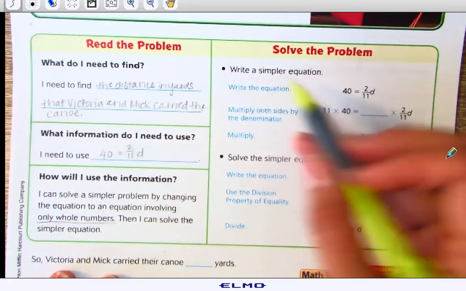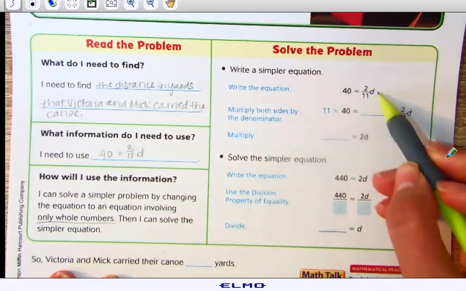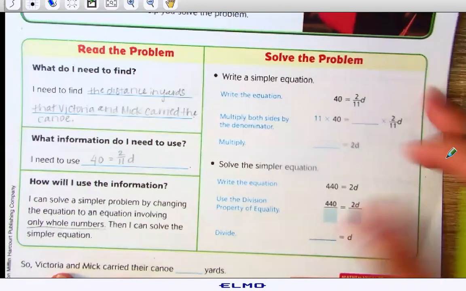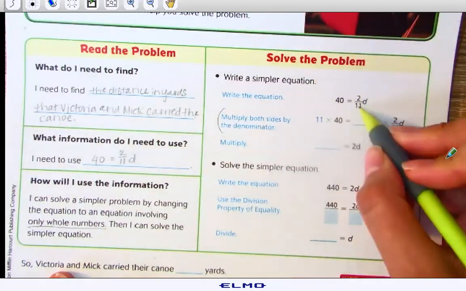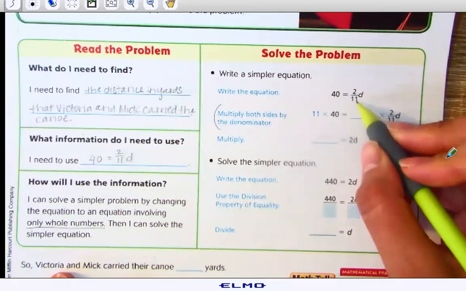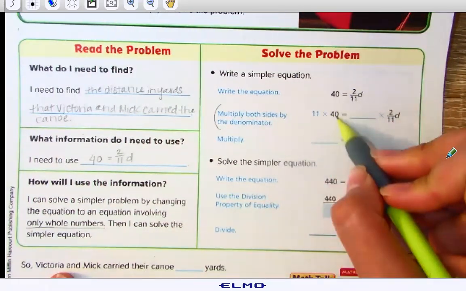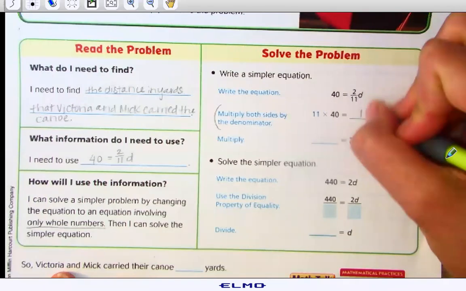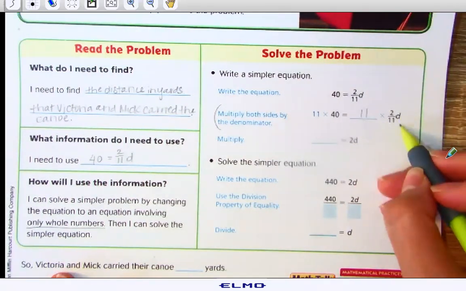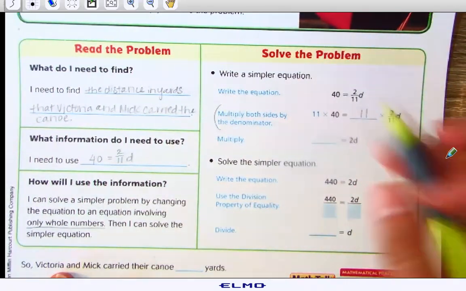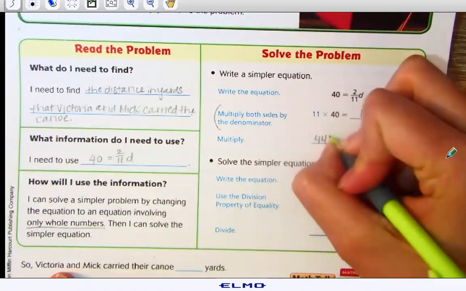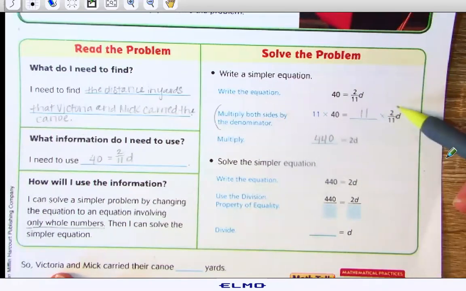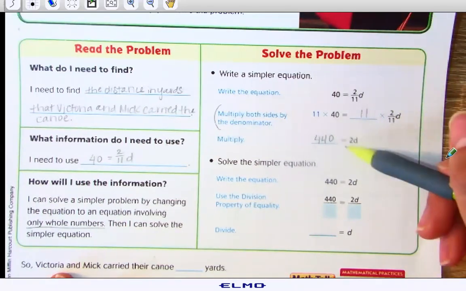First, we write the equation, 40 equals 2/11 times d. And the next thing that we can do is to multiply both sides by the denominator. The denominator is 11. So you multiply 40 by 11, and you're also going to multiply 2/11 times 11. 11 times 40 is 440. And 11 times 2/11 d is 2d.